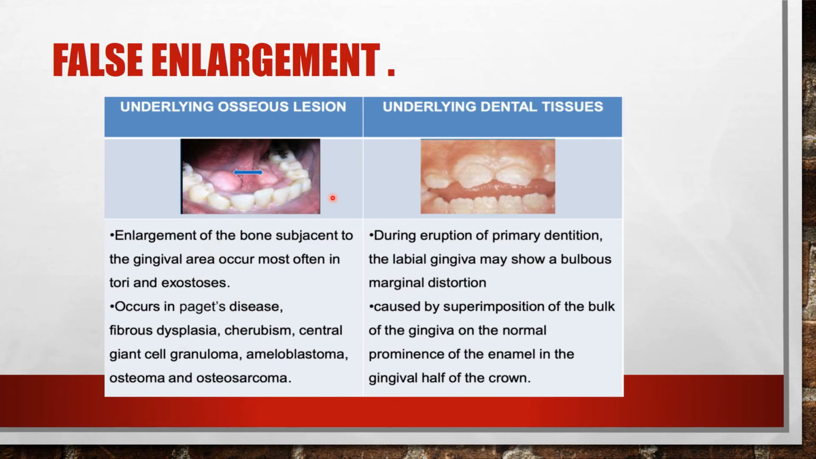The other one is underlying dental tissues. This is usually seen during the eruption of the primary dentition. The labial gingiva may show a bulbous marginal distortion, as you can see in this diagram. This is caused by the superimposition of the bulk of the gingiva on the normal prominence of the enamel in the gingival half of the crown.